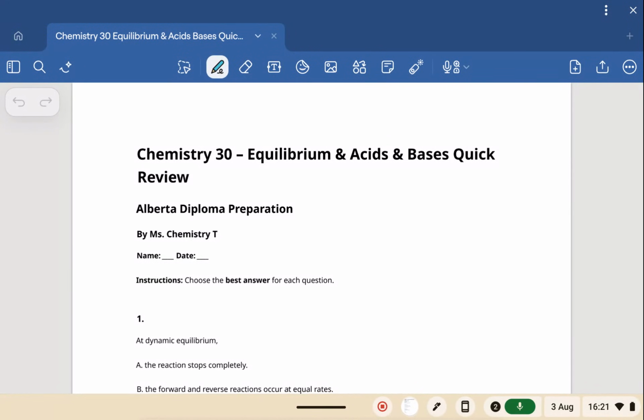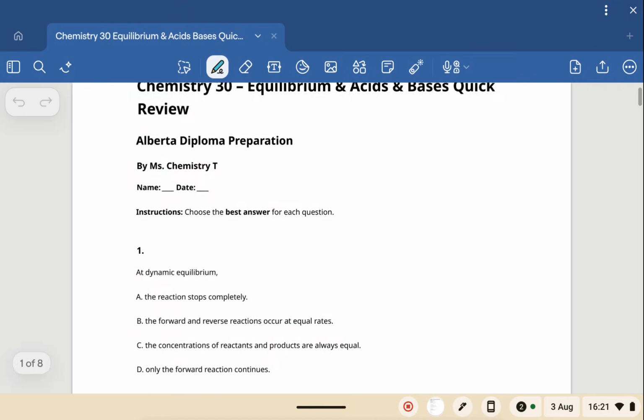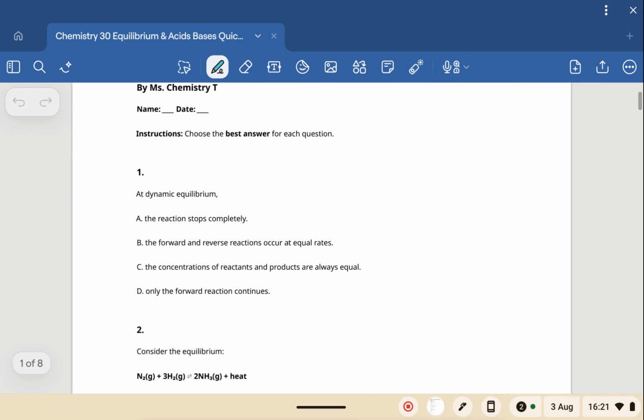If you're in chemistry and you want to do a quick review and see how well you know the equilibrium acids and base unit, here's a worksheet you can download from my website. It's 20 questions and it would also help you prepare for the diploma. So let's get started here.